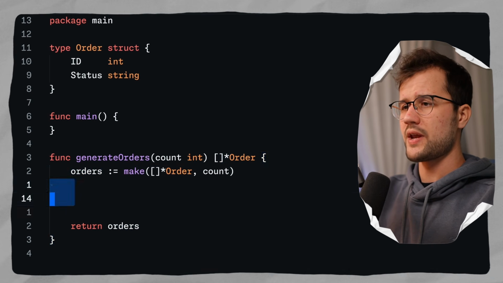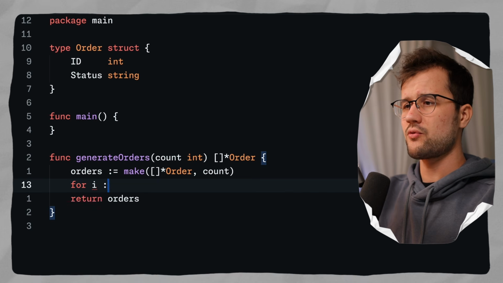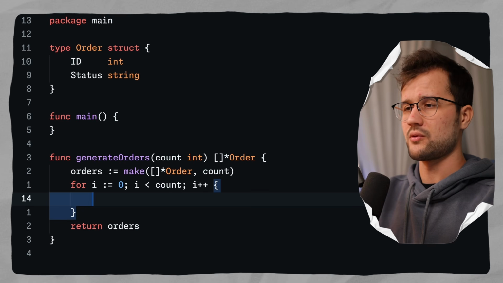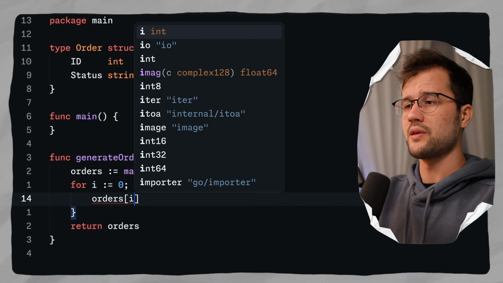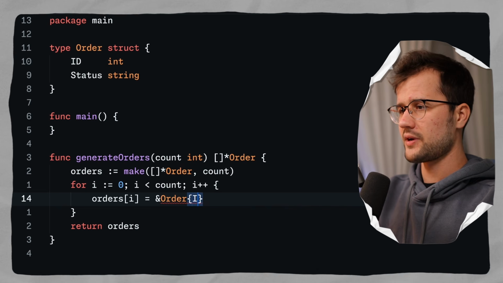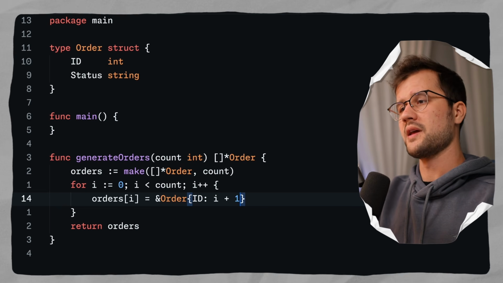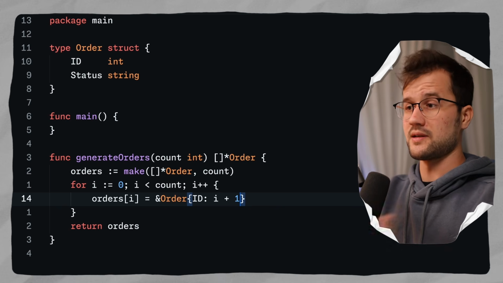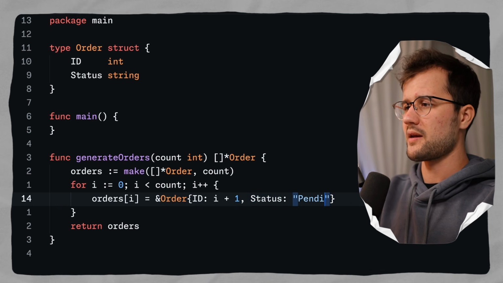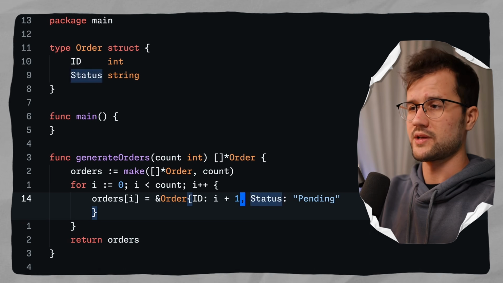What we're going to do now is iterate over the count, and fill in our order slice. So we say orders at the position i, and then we create a new order. This order has the ID of i plus 1, so it starts at 1 and then goes to count, basically inclusively in this case. And for the status, for now, we just say pending, because we haven't processed the order.